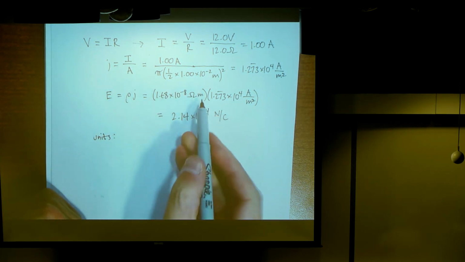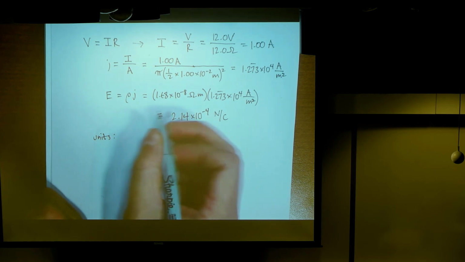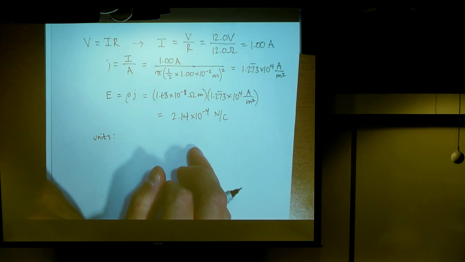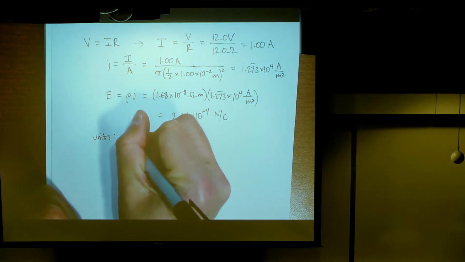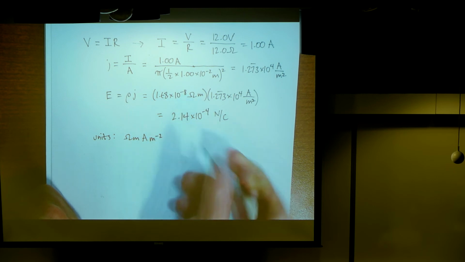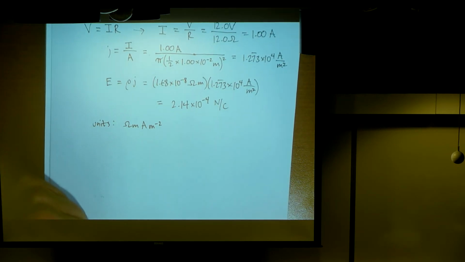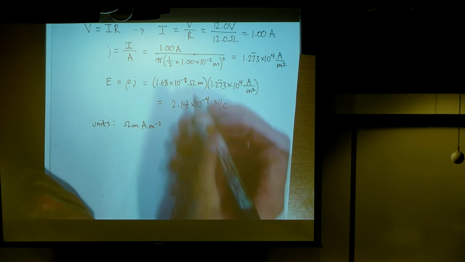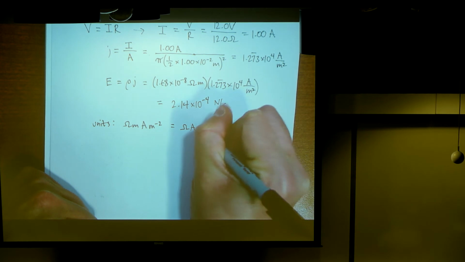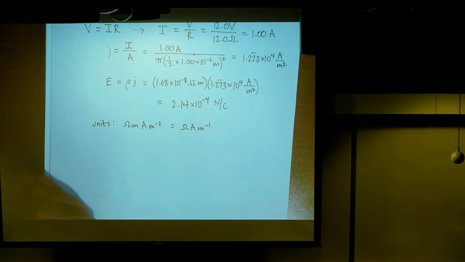So what do we have? We have ohm meters times amps per square meter. I'm going to write that as meters to the minus 2. All right, so overall, we have ohms times amps times meters to the minus 1. Just cancel one of those factors out, right?